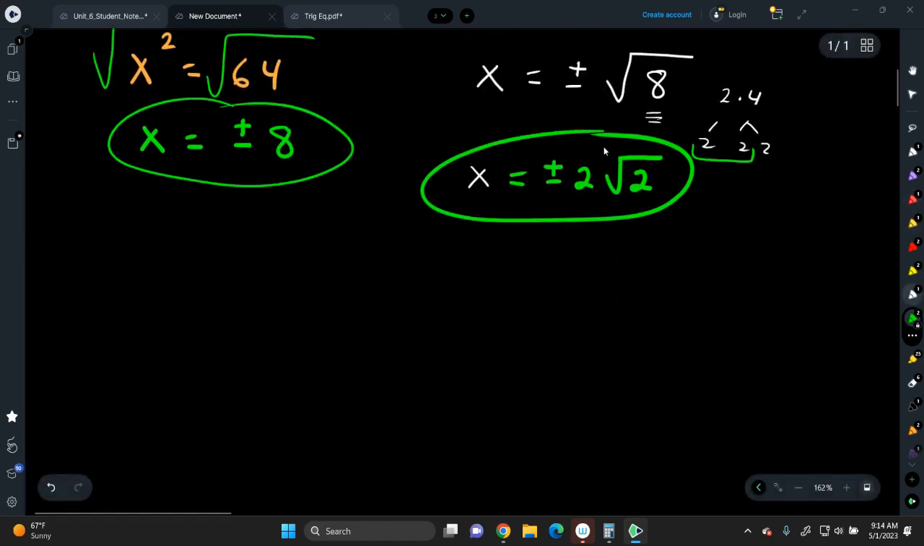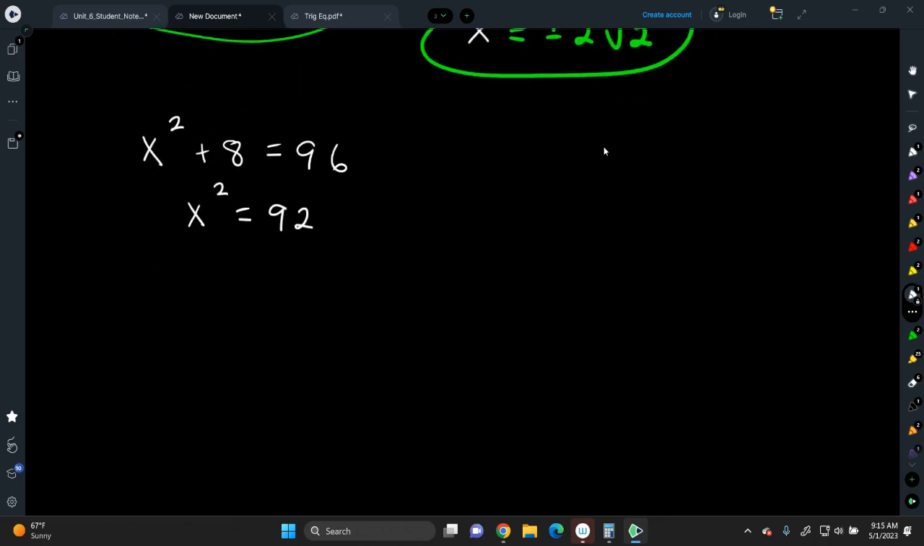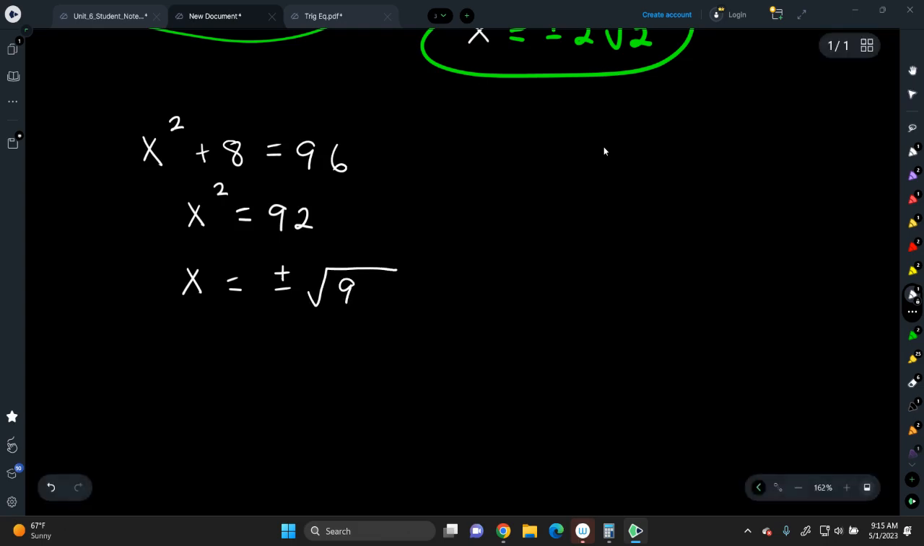How about this one? x squared plus 8 equals 96. So here, I want to take the square root of both sides, but I can't. Subtract 8. Right. So I've got to get it so that it's just x squared equals one number. Okay, I get x squared equals one number. Now I can take the square root of both sides.